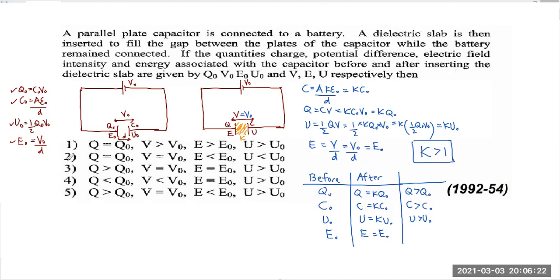Answer should be the third one, isn't it? Why? Q is greater than Q naught. So the first two are wrong because Q is equal to Q naught according to those answers. That's incorrect. The fourth is also incorrect because of this, so we can cut it. So you have increased the probability to 50%, and this is okay, this is okay, because of this, this is wrong. So the answer is the third one.